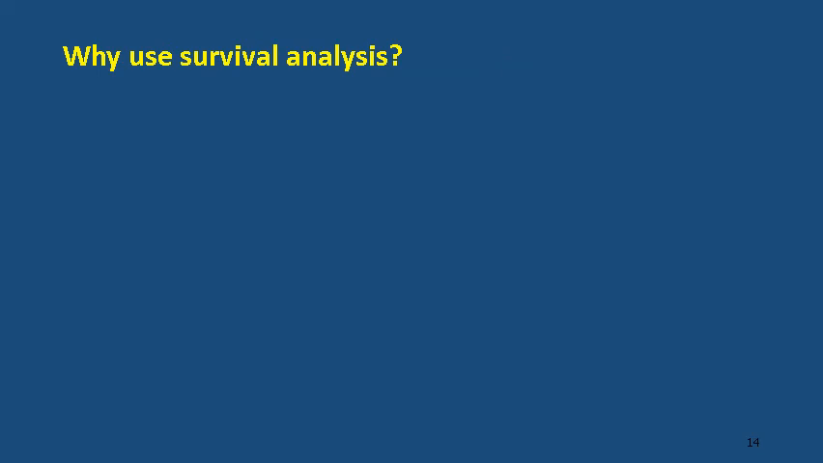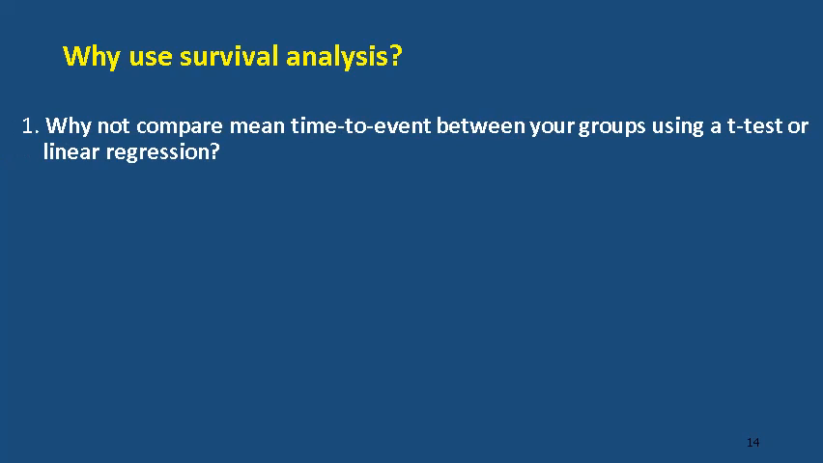Why use survival analysis? Why not compare mean time to event between your groups using a t-test or linear regression? So we are looking for the mean time to event in both groups. Why can we not use a t-test or linear regression analysis? A t-test or linear regression ignores censoring. Censoring means those who are not continuing the treatment till the end. We can see in detail what censoring is.